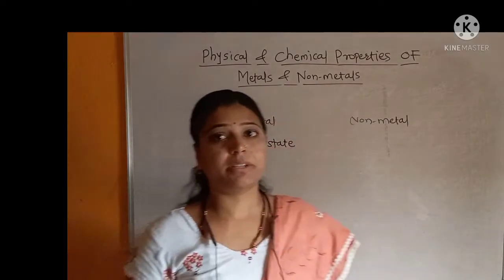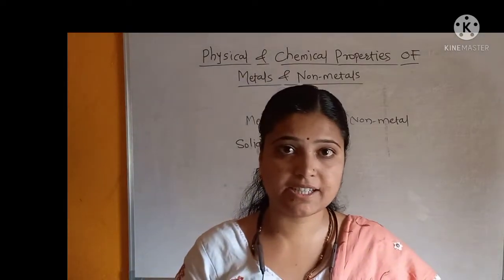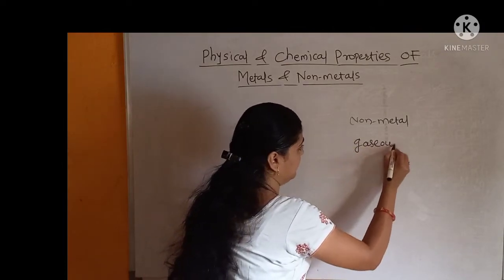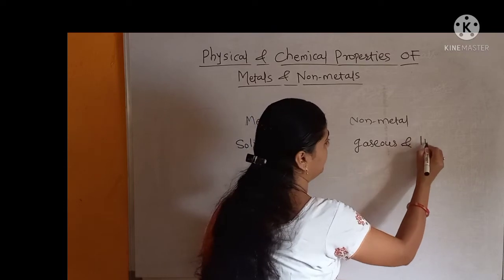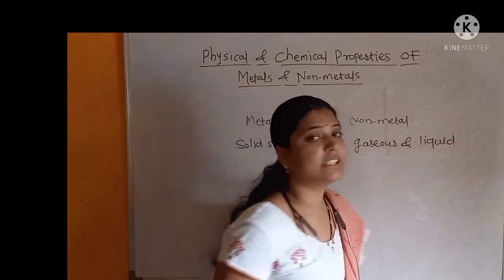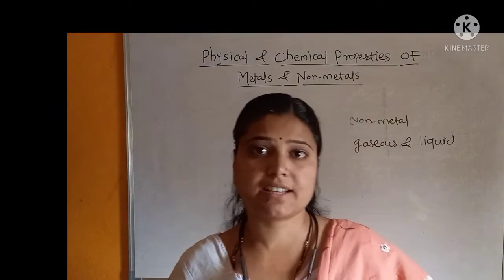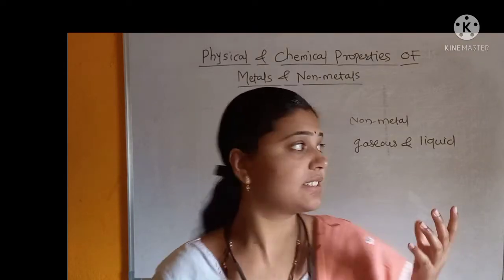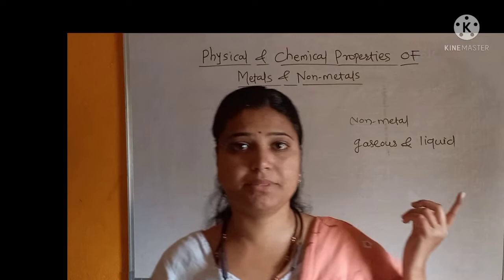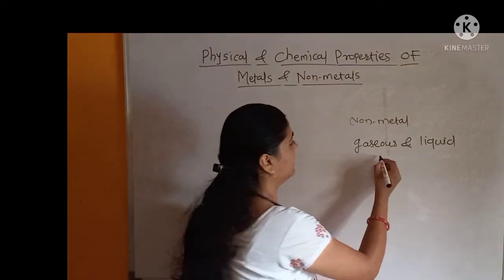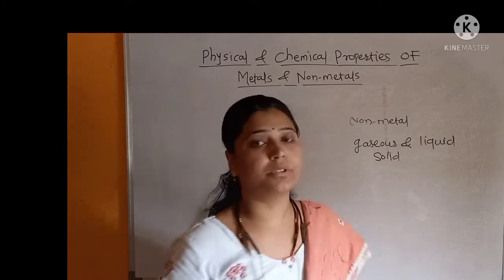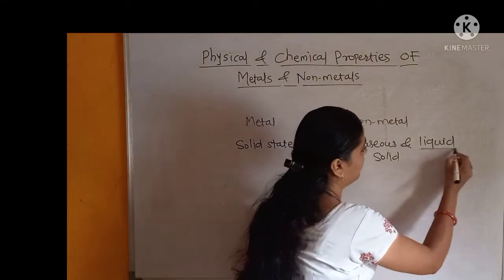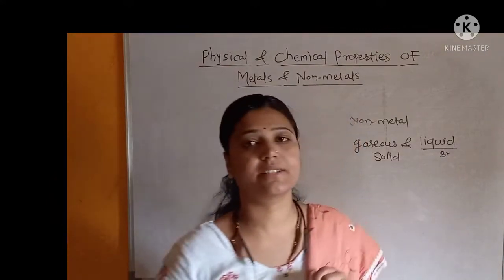Non-metals are present in nature basically in the gaseous state and the solid state. Bromine is a non-metal that is present in the liquid state. In the gaseous state are nitrogen, oxygen and fluorine. Some are solid: plastic and wood are non-metals, also present in the solid state. But only one is liquid, that is bromine, Br. It is found in the liquid state.